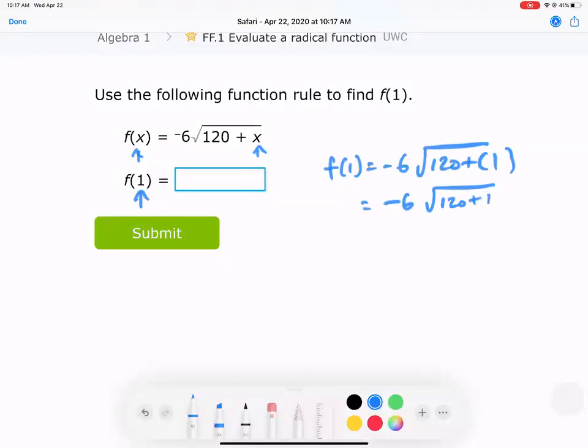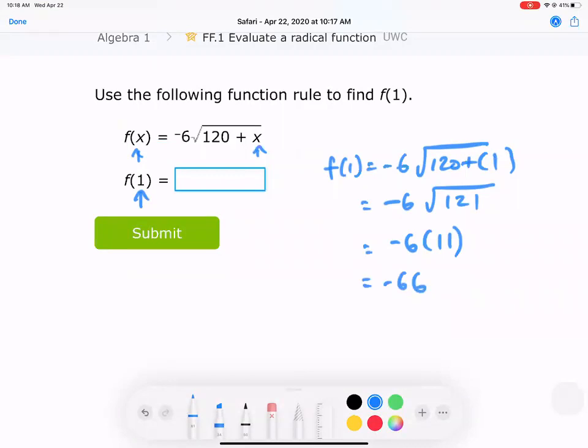Well, what is 120 plus 1? 120 plus 1 is 121. And I know the square root of 121 now. The square root of 121 is 11. I'll write that with the parentheses, just to make sure you guys can see that there's a multiplication there. That's how we're going to combine these numbers. And the answer is negative 66.